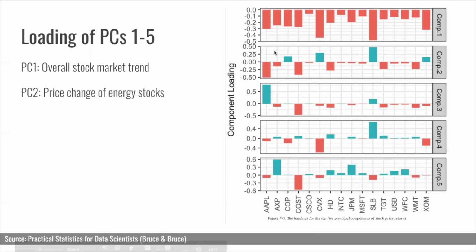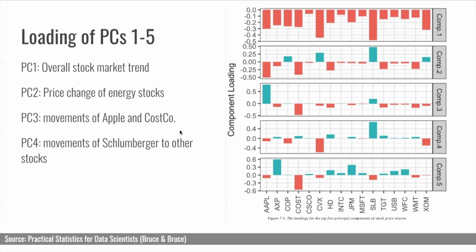PC2 is the price change of energy stocks. So if you start to look at which stocks are positive here relative to the other ones, these are going to be our energy stocks like ExxonMobil. PC3 starts to capture the movements of Apple and Costco.